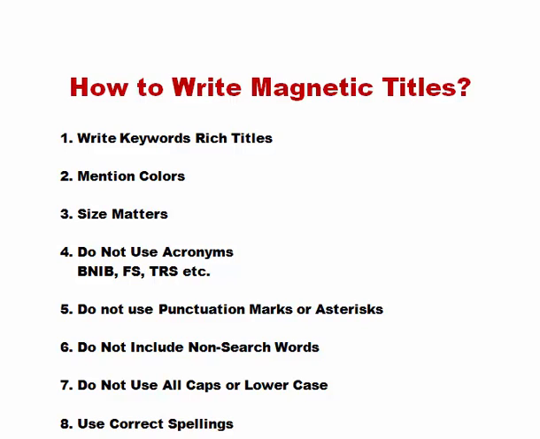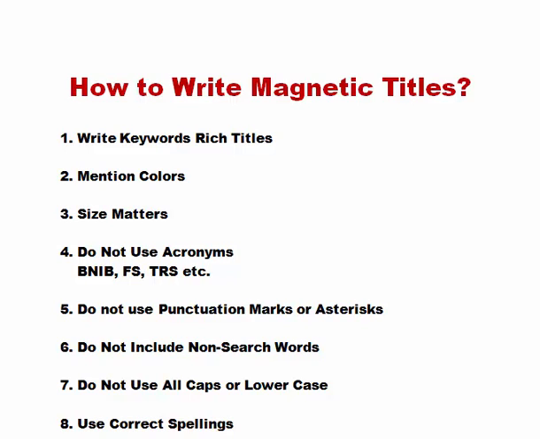Number six is do not include non search words. Non search words are like look, wow, hey, etc. You might have seen some listing titles which mention these words, look, wow, hey. And now buyers, they don't search for these words. And by using them, you are limiting your space again.